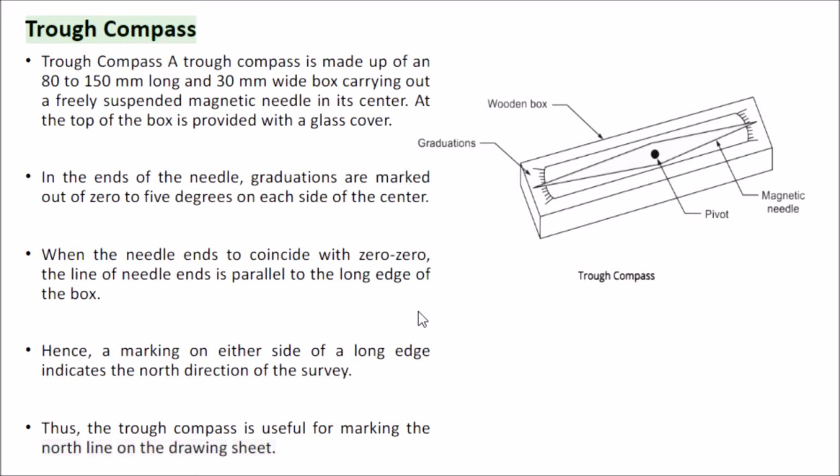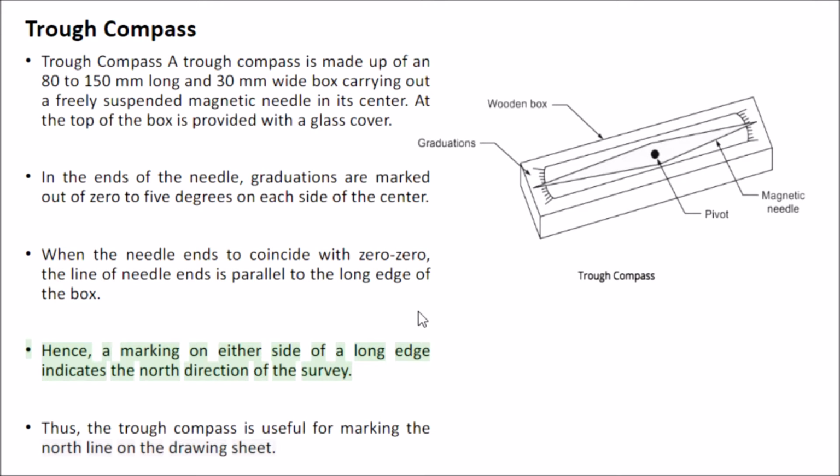Trough compass. A trough compass is made up of an 80 to 150 mm long and 30 mm wide box carrying a freely suspended magnetic needle in its center. The top of the box is provided with a glass cover. At the ends of the needle, graduations are marked from 0 to 5 degrees on each side of the center. When the needle ends coincide with 0, the line of needle ends is parallel to the long edge of the box.